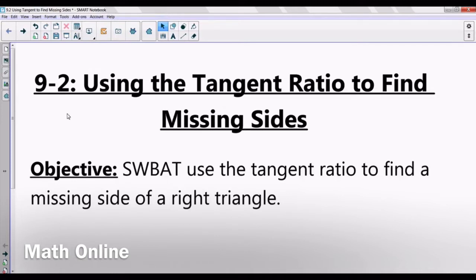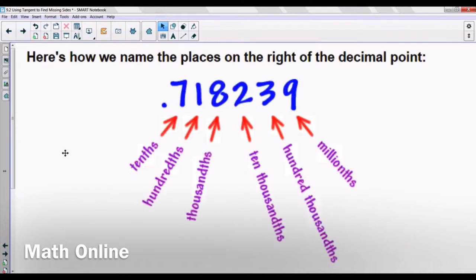But before we do that, I do want to talk about one quick topic that we need to refresh before we move on. Here's how we name the places to the right of the decimal point. This is important because some of our questions will ask us to round an answer to the nearest tenth, hundredth, thousandth, ten-thousandth, and so on. I believe on this assignment we're only going to need the tenths and the ten-thousandths. The rest is just for your information in case you need it for other problems that you encounter. Just keep this in mind because we're going to need it.